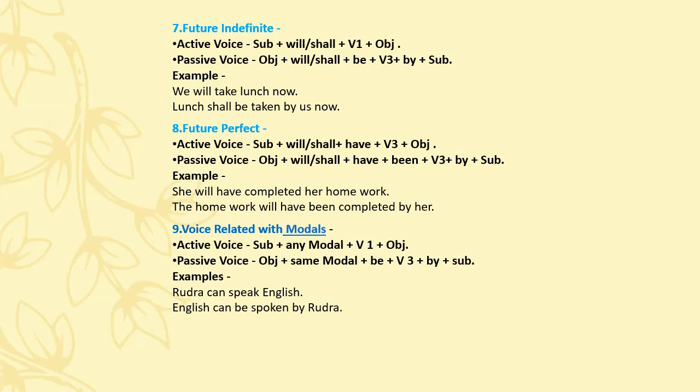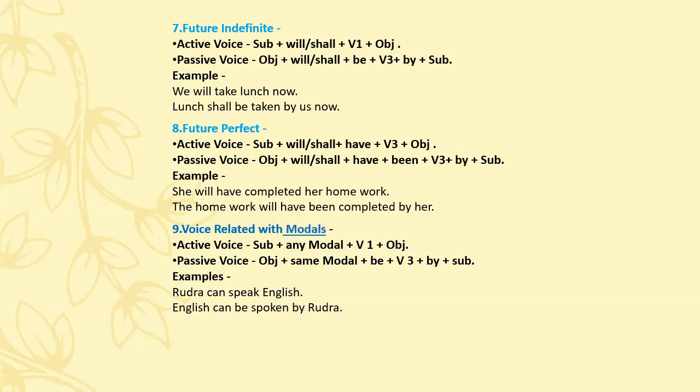The future perfect: subject plus will/shall have plus V3 plus object. When we transform this part, this object becomes the subject, will/shall have plus been. In case of all the perfect tenses, remember that been is added, my dear children. Plus V3 plus by plus subject. Let's go through the example. She will have completed her homework. So her homework will have been completed by her.